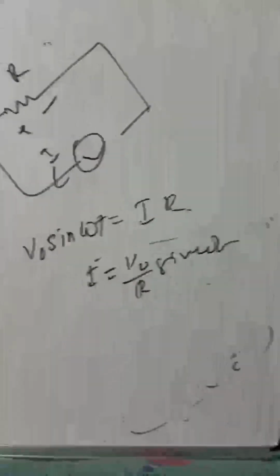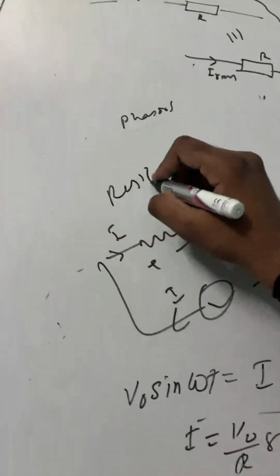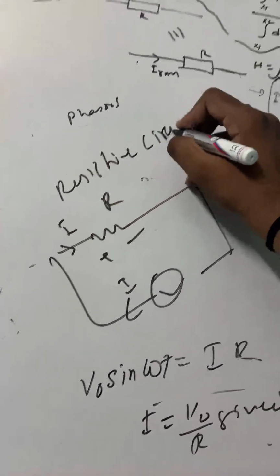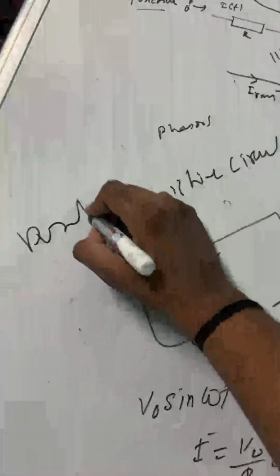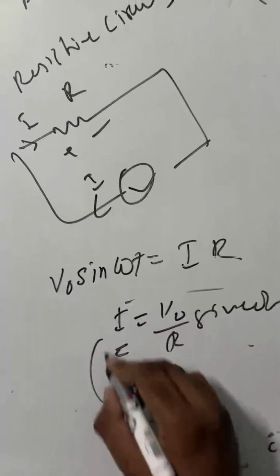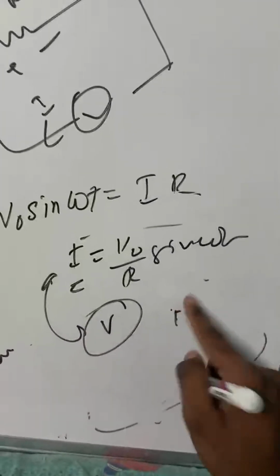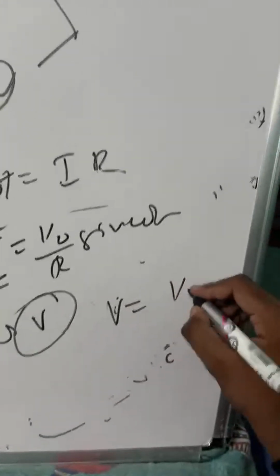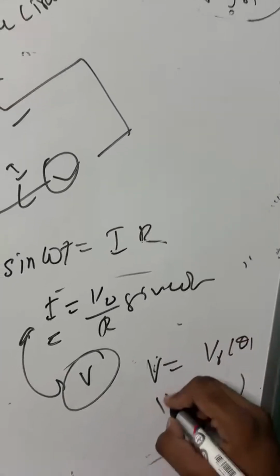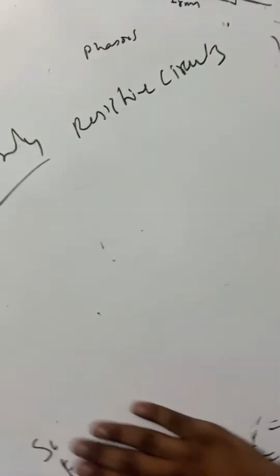So listen one thing, VR and IR will always be in the same phase in case of purely resistive circuits. In purely resistive circuits, I and V will be in the same phase. Means if V is V naught angle theta 1, I will also be I naught angle theta 1, right? So this is the case here.